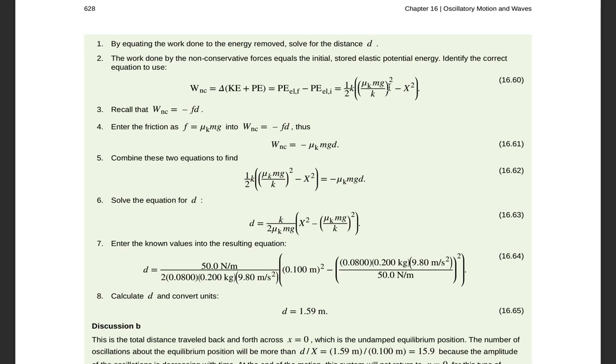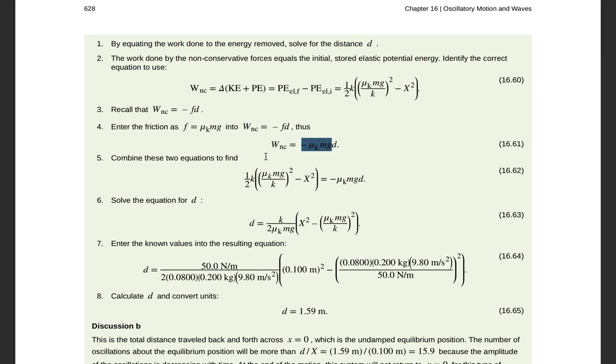And the initial is just going to be your x squared. But we also remember that work that is not conserved is equal to negative FD. So here we enter the friction as F into this equation. So we have negative mu k mgd, where this part here is just your F. Okay? And you just bring the D down.